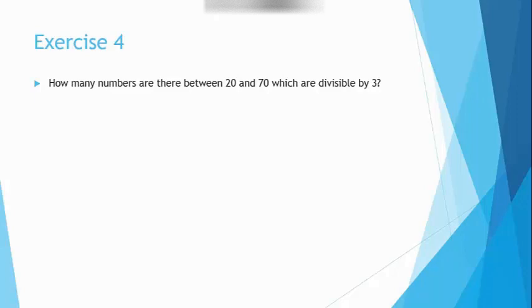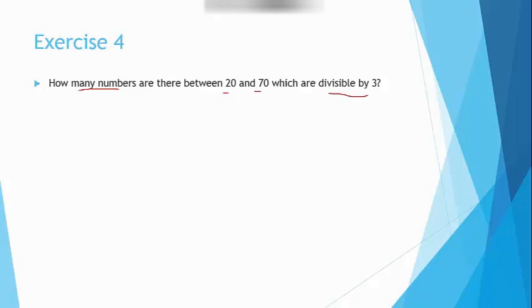Exercise 4. How many numbers are there between 20 and 70 which are divisible by 3? So if it is how many numbers, we need to find the value for n, which are in between 20 and 70, which is divisible by 3. So we know that 20 is not divisible by 3. So 21 is divisible by 3. So that is the first term of this sequence.